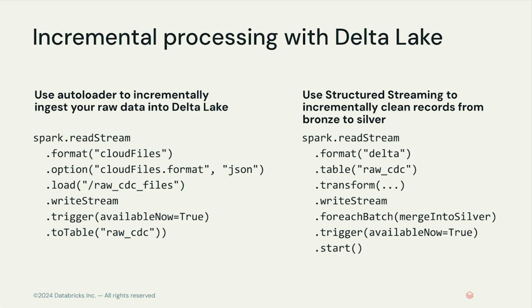Now, Auto Loader is not the only source that supports that. You can actually read from a Delta table, and when you're moving from bronze to silver, you may apply some transformations, some data quality and cleaning rules, and write that to a Delta table. And again, when you're using Delta as a source and Delta as a sink, you have that transactional guarantee, and it's all incremental.